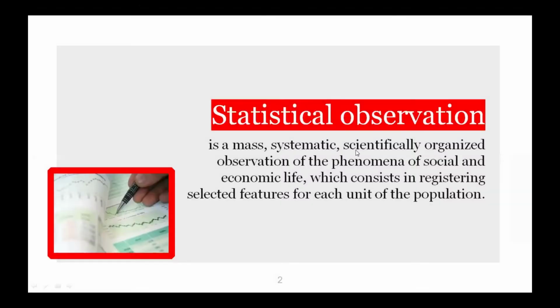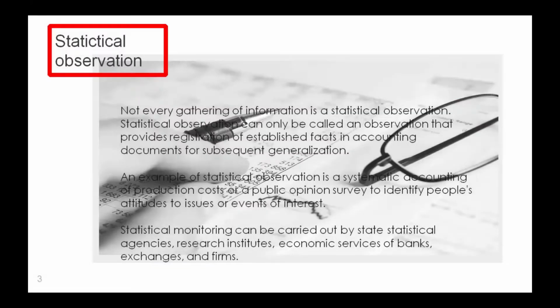Statistical observation is a mass, systematic, scientifically organized observation of the phenomena of social and economic life, which consists in registering selected features for each unit of the population. Not every gathering of information is a statistical observation. Statistical observation can only be called an observation that provides registration of established facts in accounting documents and subsequent generalization.